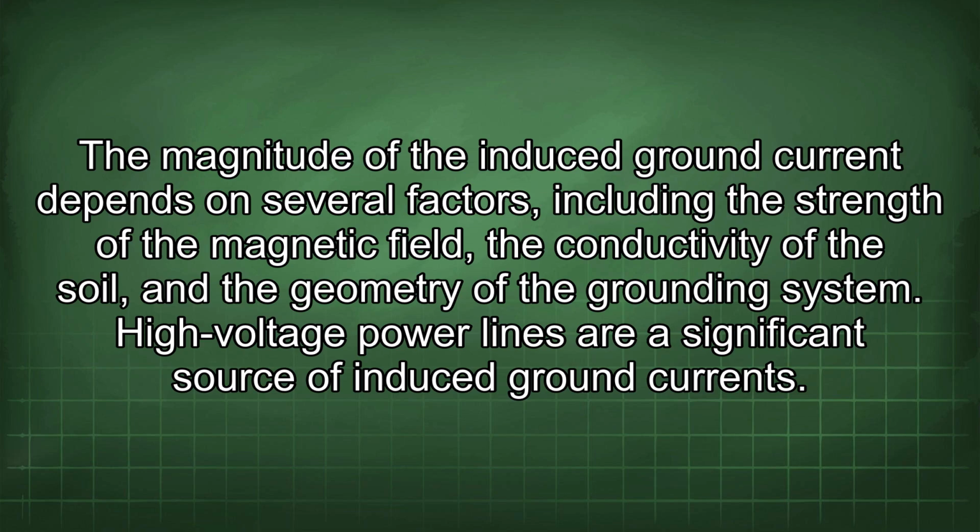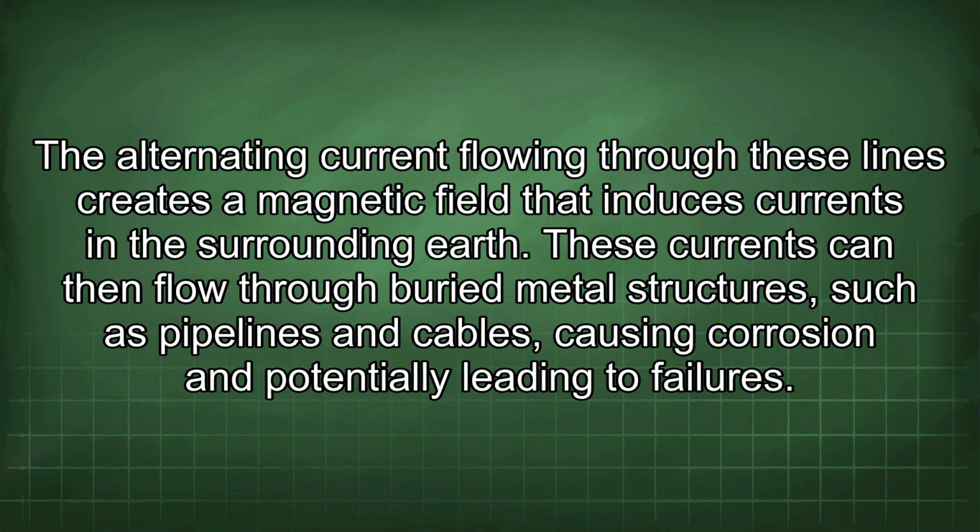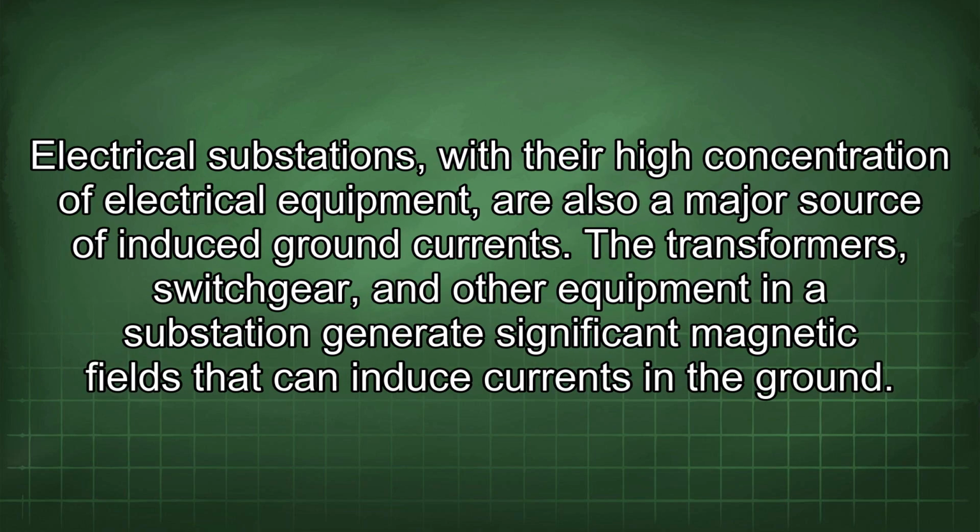High-voltage power lines are a significant source of induced ground currents. The alternating current flowing through these lines creates a magnetic field that induces currents in the surrounding earth. These currents can then flow through buried metal structures, such as pipelines and cables, causing corrosion and potentially leading to failures. Electrical substations, with their high concentration of electrical equipment, are also a major source of induced ground currents.